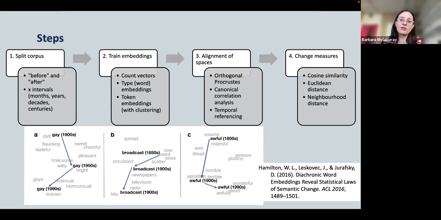But then these spaces are not directly comparable as they stand, because they've been created completely independently. So there is a process of so-called alignment of spaces, which aims at making the spaces comparable. I can get into more technical details if you're interested in the Q&A. But the idea is that after this alignment, we are in the position of tracing the vector of the same word across time, so across these three different semantic spaces, for example.